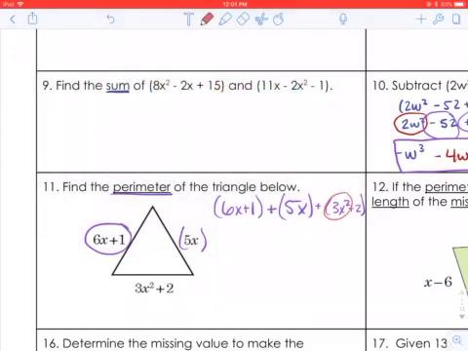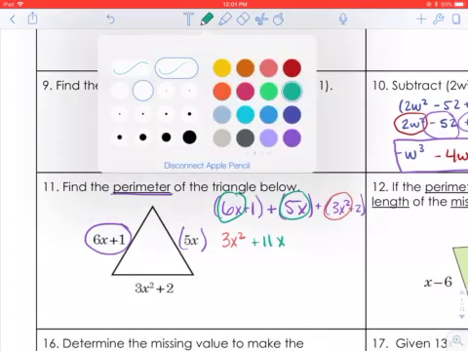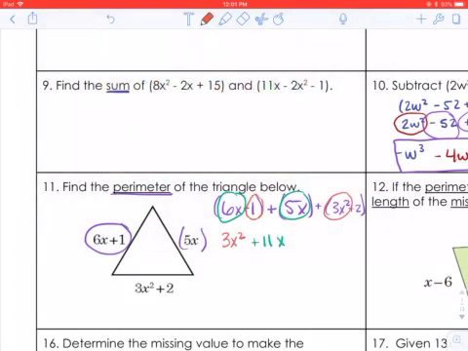So we've got our 3x squared. Then we've got our x terms. We've got a 6x and a 5x. So we're going to add those to get 11x. And then last but not least, we're going to find our constants. I've got a 1 and a 2, so I'm going to add 3. So that would be an expression to show the perimeter of our triangle.